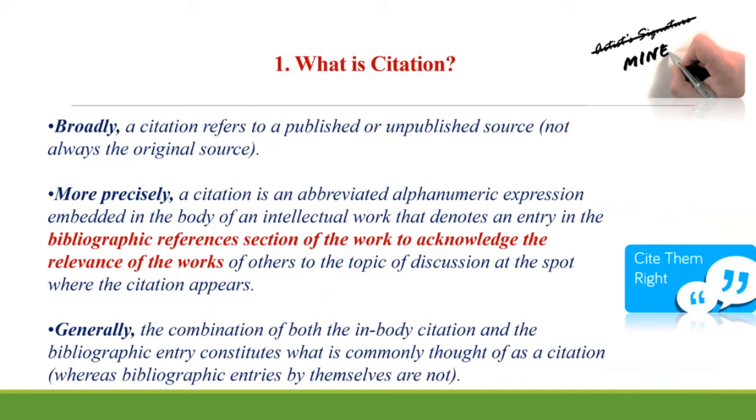So what is a citation? A citation is basically the text which shows you where the published or unpublished source can be found. In other words, it shows where you have seen, read, or heard that information originally, or wherever you have understood it from. A citation is an abbreviated alphanumeric expression embedded in the body of an intellectual work that denotes an entry in the bibliographic references section of the work to acknowledge the relevance of the works of others to the topic of discussion at the spot where the citation appears. Generally, the combination of both the in-body citation and the bibliographic entry constitutes what is commonly thought of as a citation.